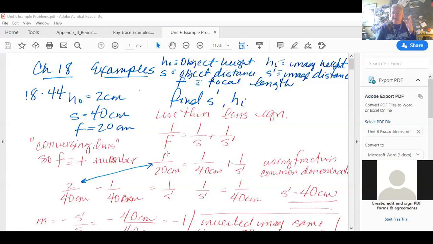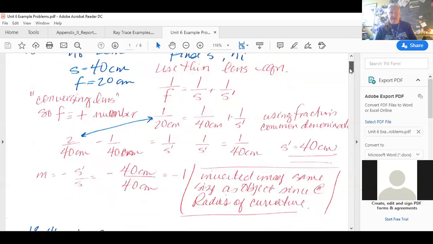So the focal length is positive. So 1 over 20 equals 1 over my object distance, which is 40, plus 1 over S prime. Now, I like to do fractions with these. You can use a calculator if you want to, but I like to do fractions because it's usually a lot easier.